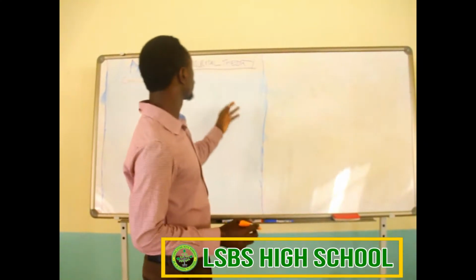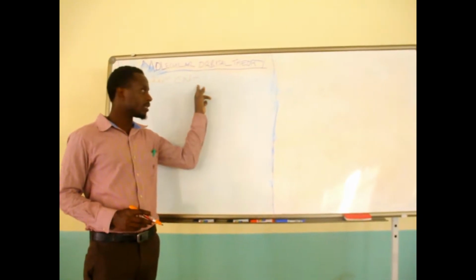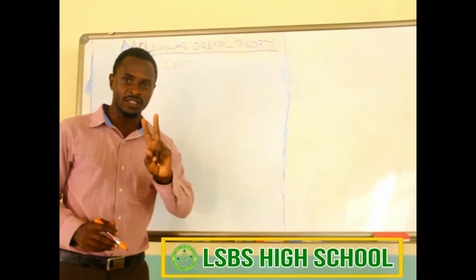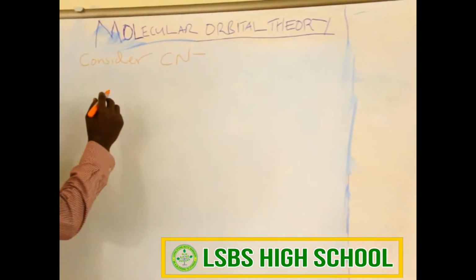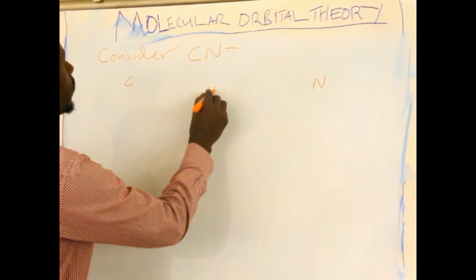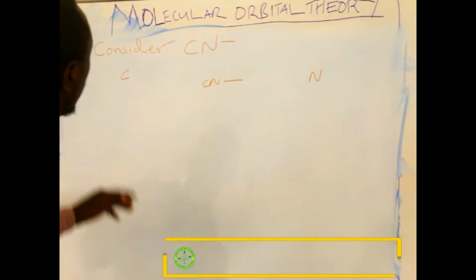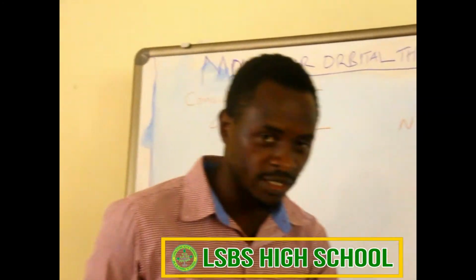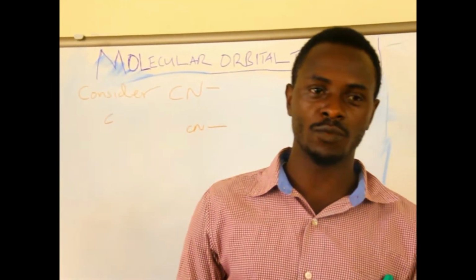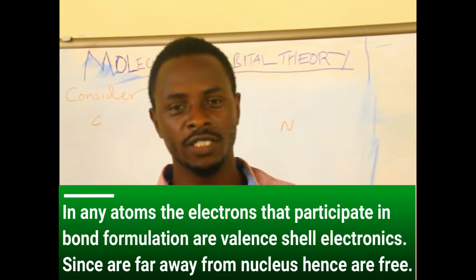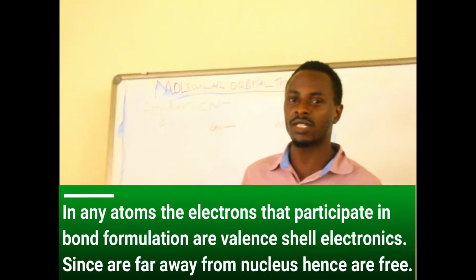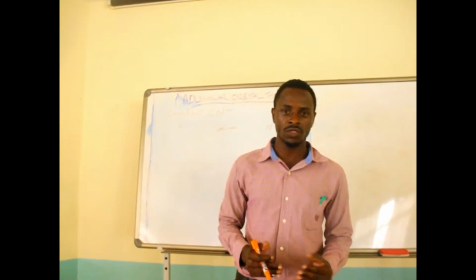between them. Now let us consider the cyanide ion, which is formed by carbon and nitrogen. These are two different atoms. Here we use valence shell electrons, which are the ones that participate in bond formation. In any atom, the electrons which participate in bond formation are valence shell electrons, which are free, not tightly bound like those close to the nucleus.